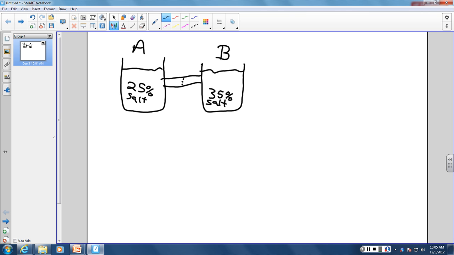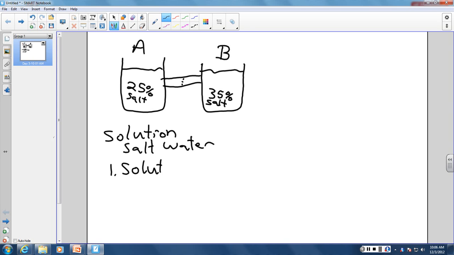Right, so movement of anything, any particle, from a high concentration of that particle to a low concentration of that particle. So if you have a solution of salt water, I guess you have to understand that first. What is the solution? The solution has a what? A solute and a solvent.